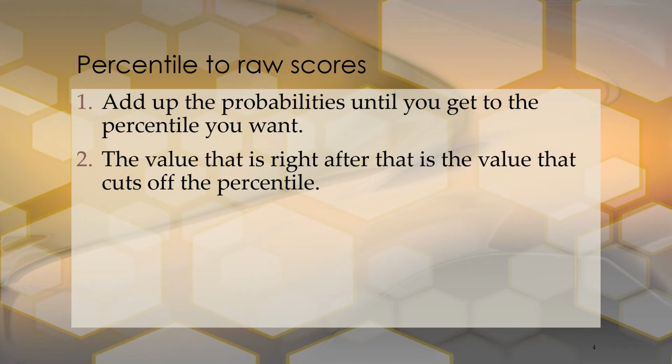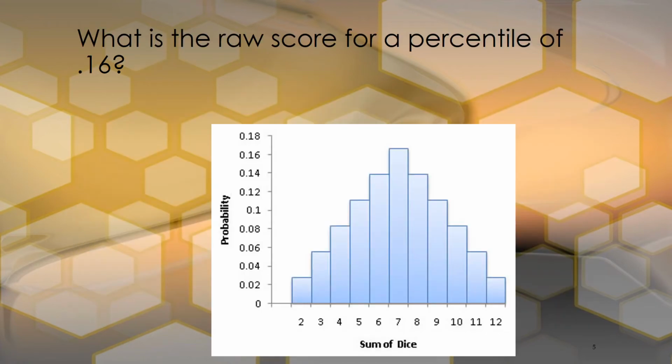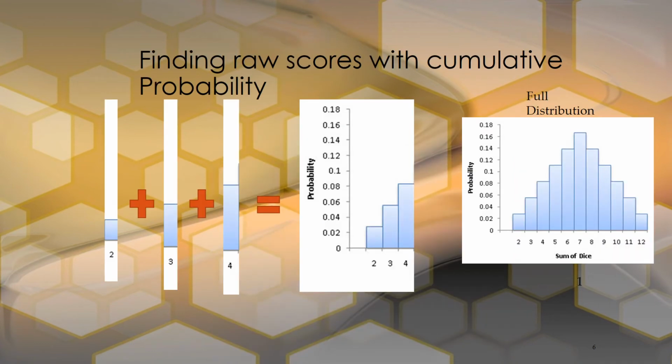Now you can go the other way, and if you know a percentile, you can go back to the raw score. So to do that, you add up the probabilities until you get the percentile you want, and the value that is right after that value cuts off that percentile. So you want to know what the raw score for a percentile 0.16 is. So we're trying to find what raw value cuts off the percentile 0.16. So we're going to add up the probabilities until we get to 0.16, and then we're going to find what value is above that.